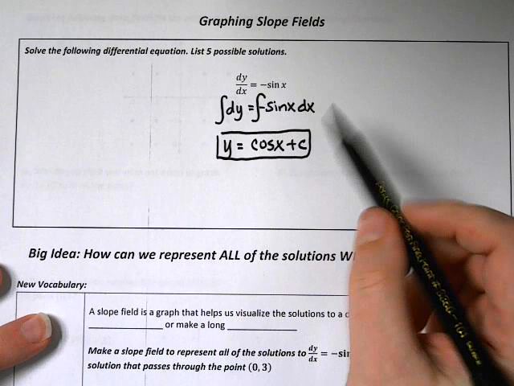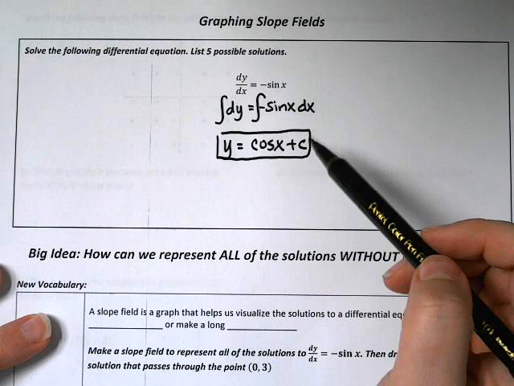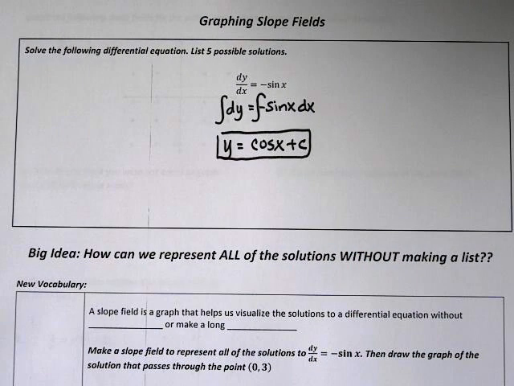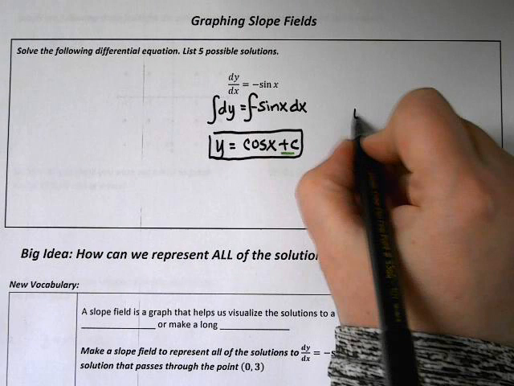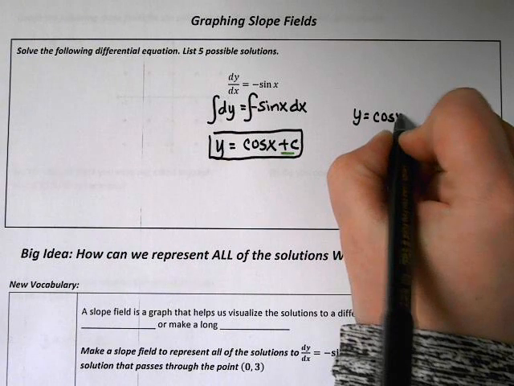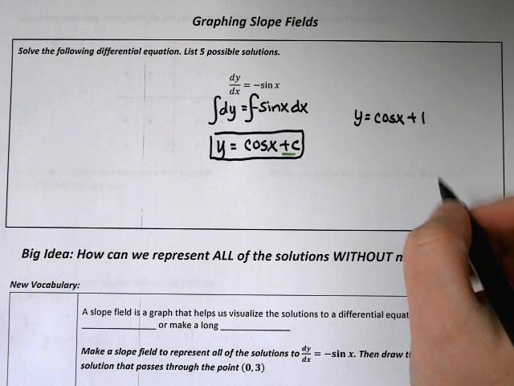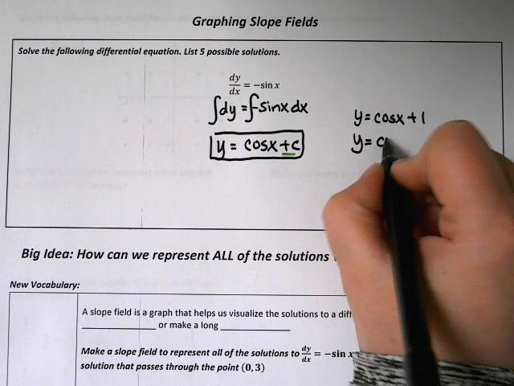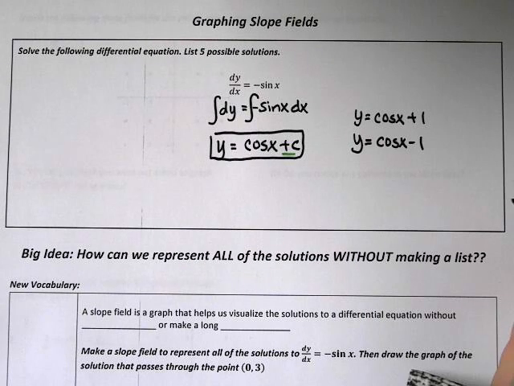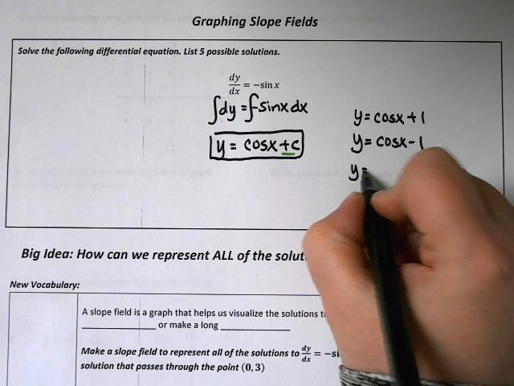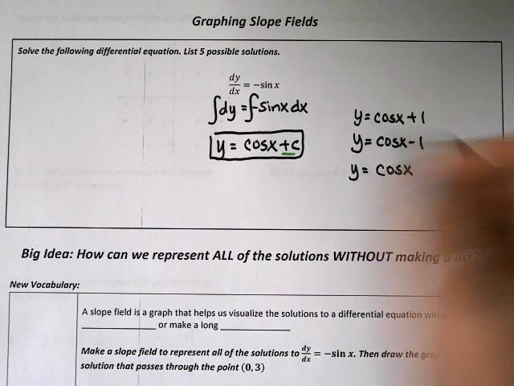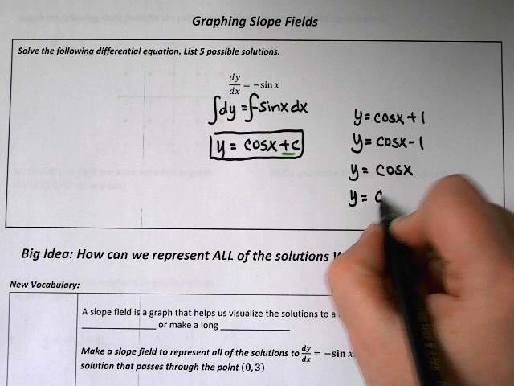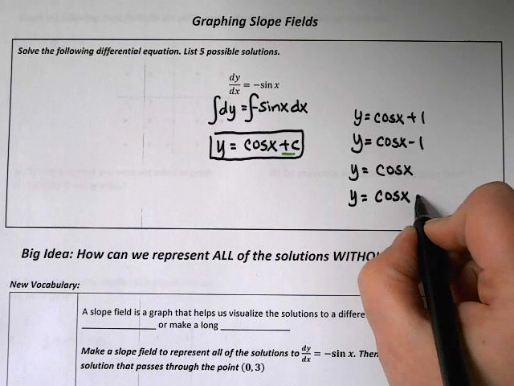All right, but this one is asking for 5 possible solutions. All that really means then is we need to take this plus c and just make up some numbers for it. It doesn't matter what they happen to be. So we could have something like y equals cosine of x plus 1. Or we could have something like y equals cosine of x minus 1. We could also have simply just cosine of x, because it could mean that our plus c is actually 0. Or really, we can come up with anything we want for this c value. We could even do minus 100.